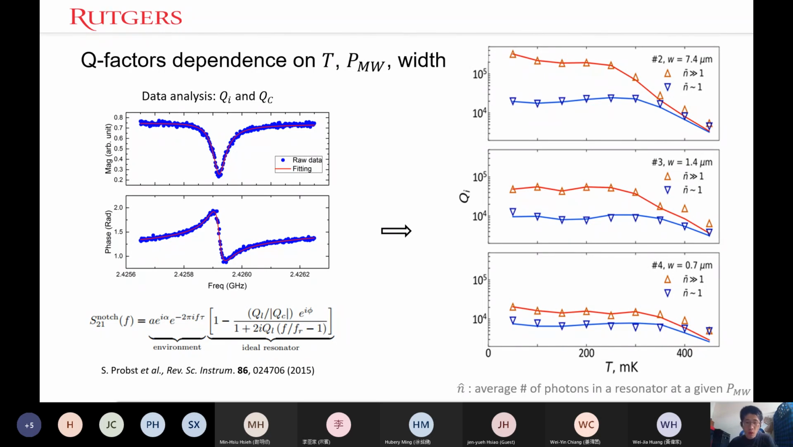So for the temperature dependence here, we can see that it saturates when temperature is below 250 millikelvin, where above that temperature, the quality factor degraded exponentially with the temperature. This analysis shows that the dissipation at low temperature is due to the interaction of the resonator with two-level systems, two-level fluctuators in the environment, where above 250 millikelvin, the thermally generated quasi-particle becomes the dominant loss mechanism.